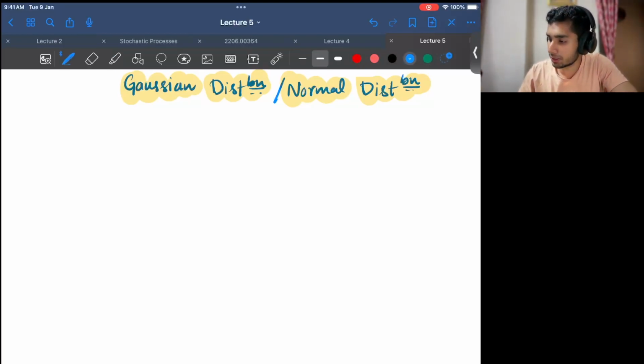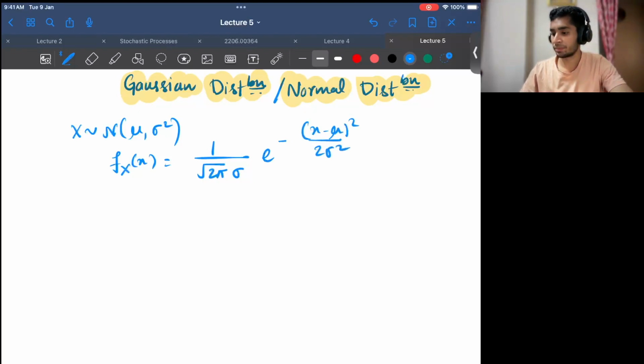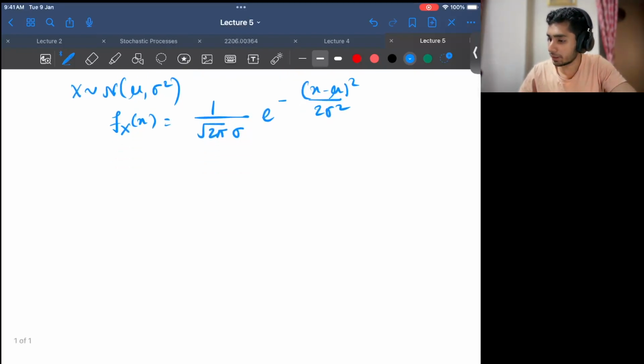So what is the form of this distribution? We call a random variable x distributed normally with mean mu and variance sigma square if the PDF f_X(x) is given by 1 by root 2 pi sigma, e raised to minus (x minus mu) whole square by 2 sigma square. So this is the PDF that we will be working with.